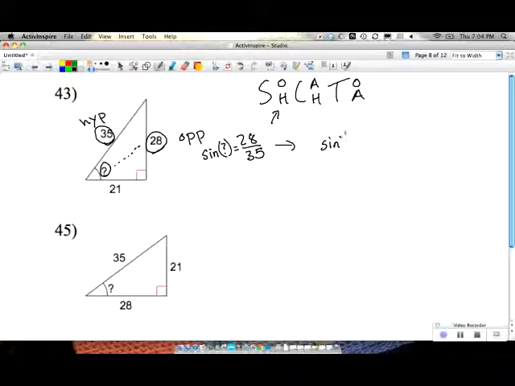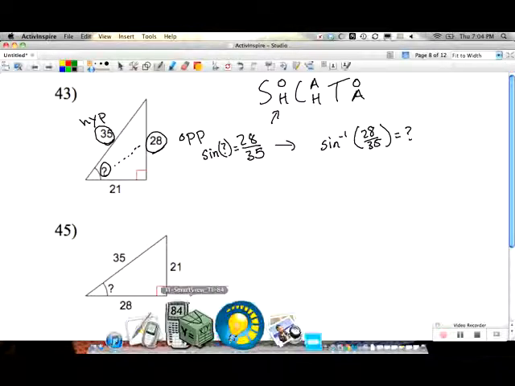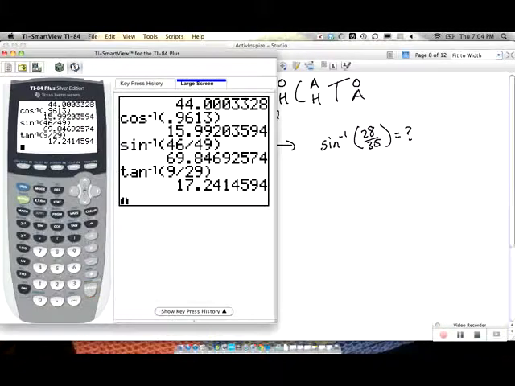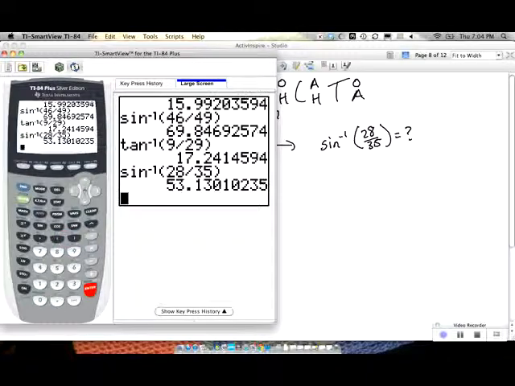Let's calculate it. So we're going to do second sine inverse, this time 28 divided by 35. We type that in and we get 53 degrees. So the question mark equals 53 degrees. Right here, this angle is going to be 53.